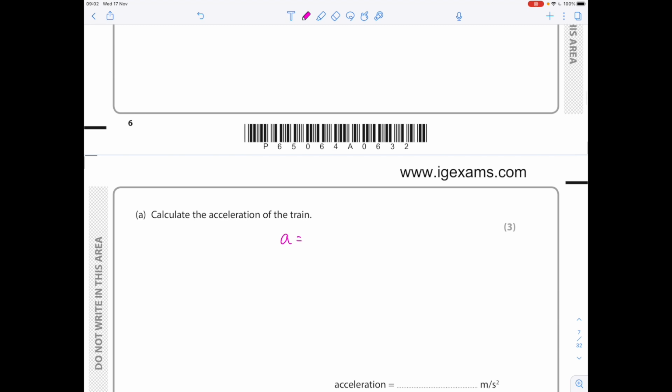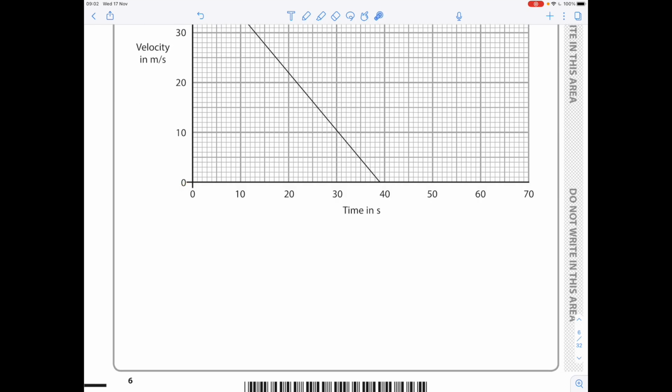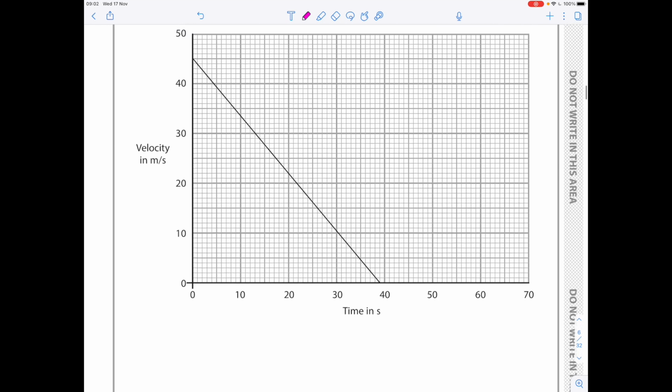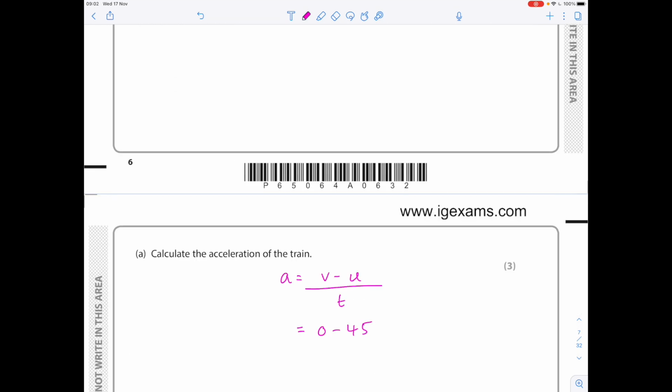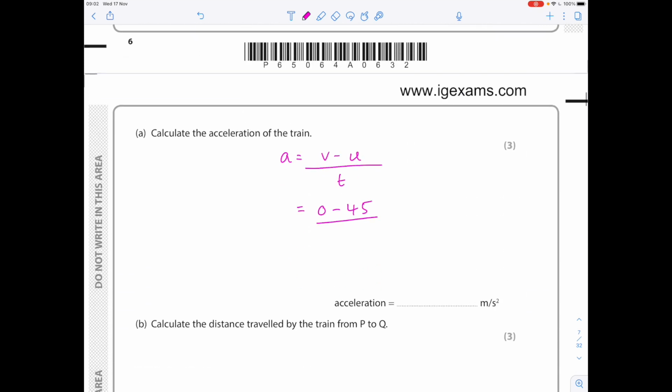So remember, acceleration is final speed minus initial speed over time. So what's our final speed? Well, that's 0. Our initial speed up here is 45, and that took place over a time period of 39 seconds. So do minus 45 divided by 39 to get to 3 significant figures, minus 1.15. Notice it's a minus because obviously the train's slowing down.